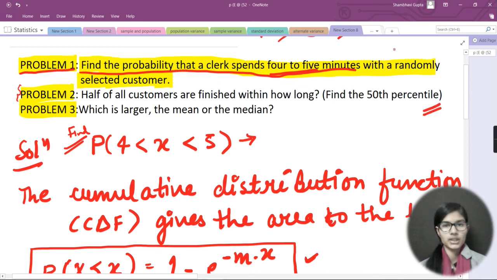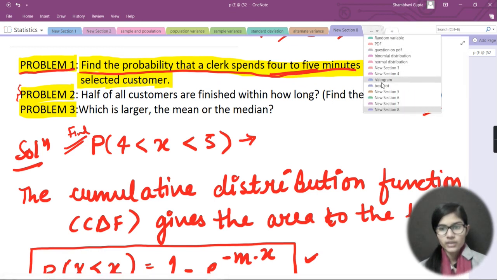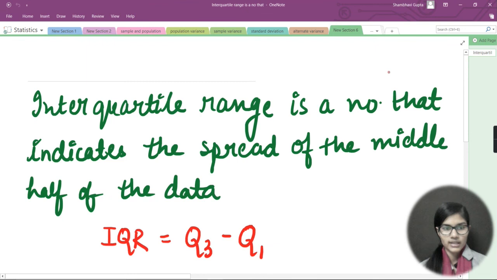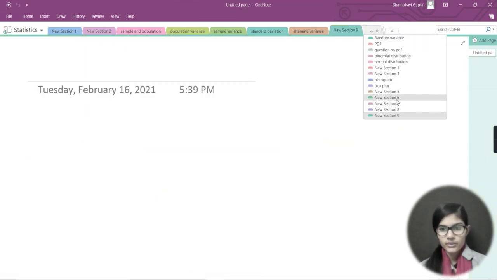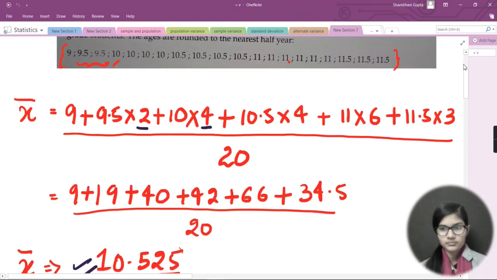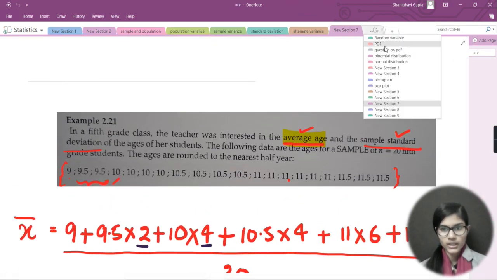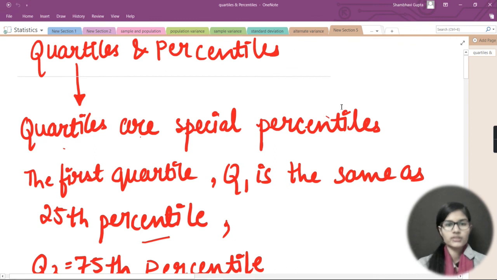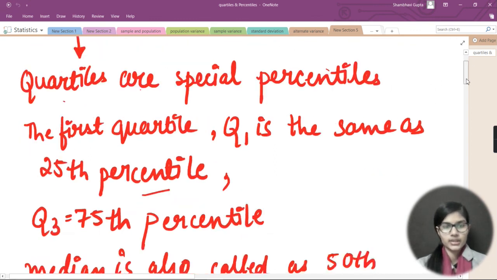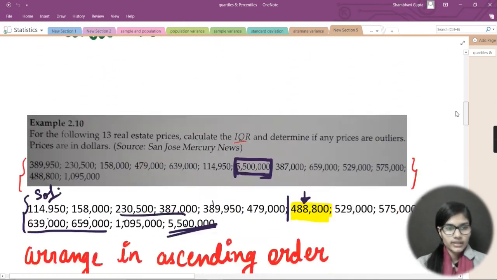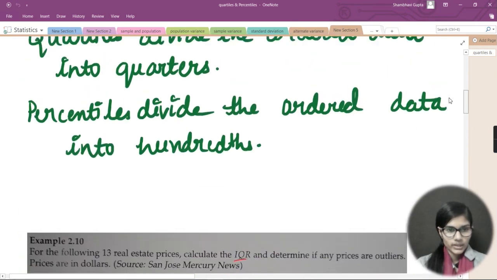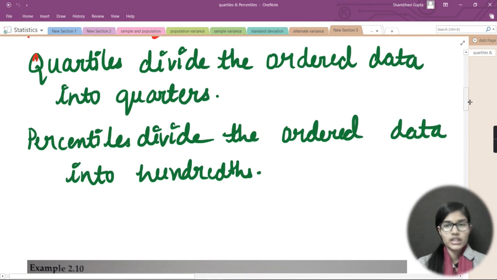Now what about the percentiles? For the percentiles we have already discussed, and let me show you that. This is the interquartile range, but here I must be having the 7th line. Let me go above, not this one. Okay, so this is about the quartiles and percentiles. You can have a look here about the percentiles. Let me write the things here: a percentile divides the ordered data into hundreds.